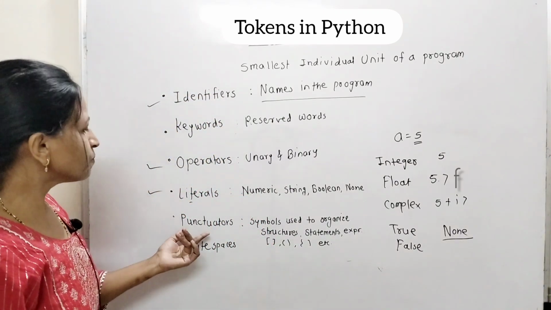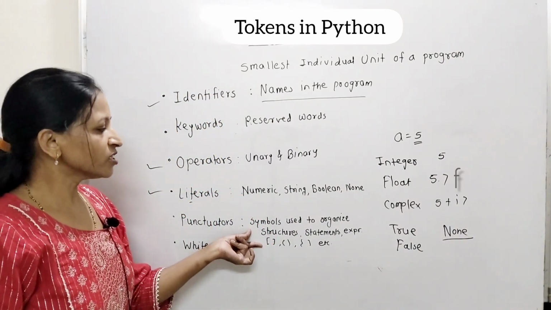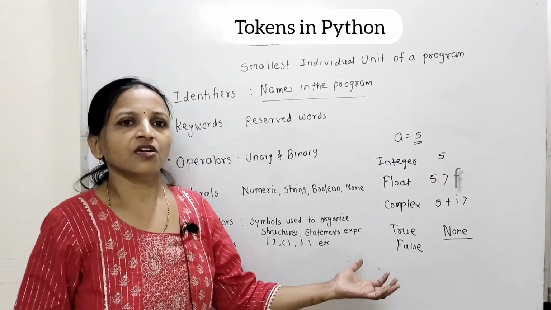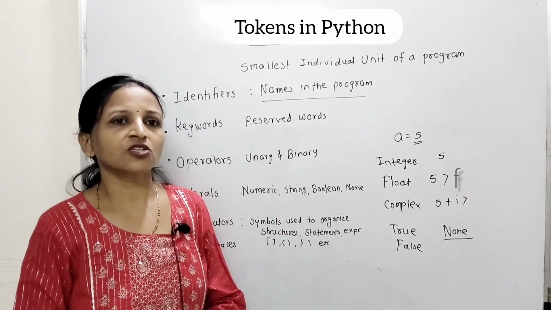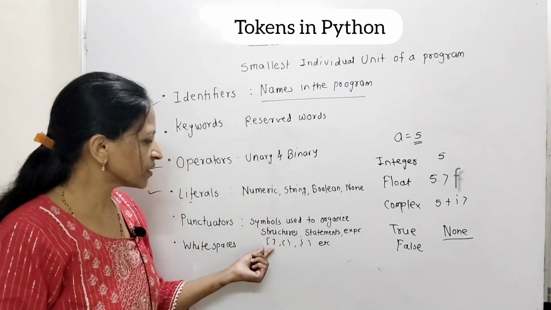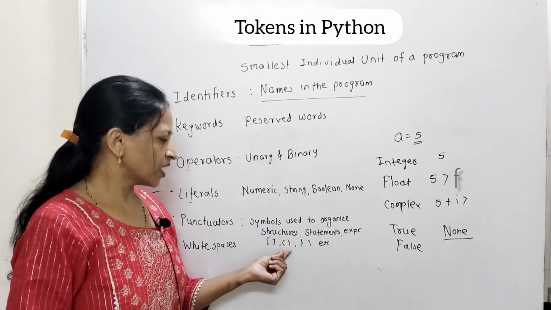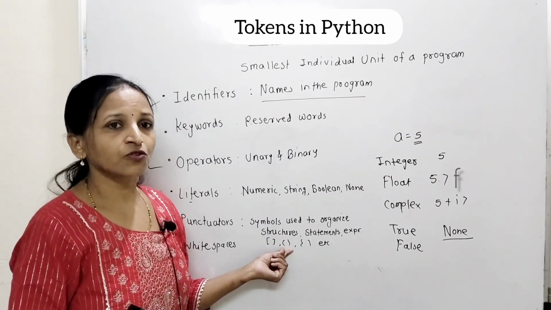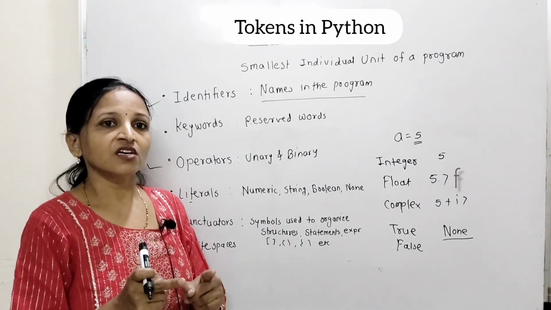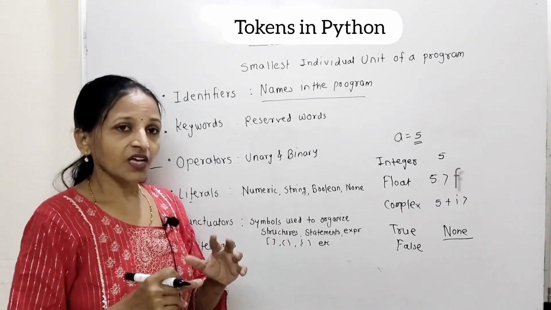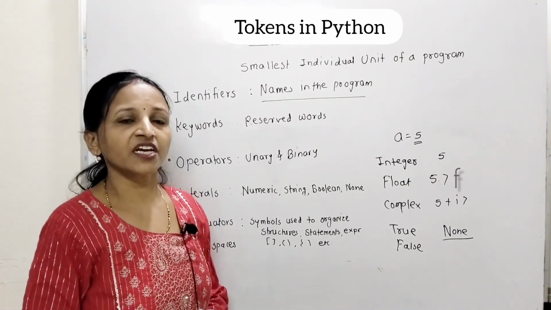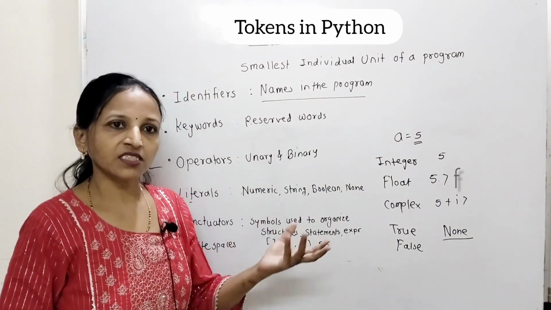The next point is punctuators. Punctuators means symbols used to organize structure, statements, or expressions. Suppose you want to organize any structure, statement, or expression, then that symbol is nothing but a punctuator. For example, square brackets and parentheses. We have used parentheses in print, and for functions we use parentheses. Then the curly brace, those are some punctuators. We also use the dot, which is again a punctuator.